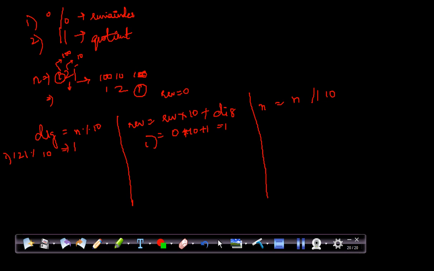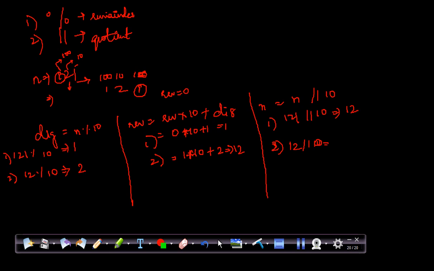So 0 into 10 plus the digit 1. Let us take it as the first step, and here the number 121 floor operated by 10 is equal to 12. Now again the number has changed to 12. So 12 mod 10 is equal to 2, and here the reverse of the number is 1 into 10 plus the digit 2, which is equal to 12, and the number 12 floor operated by 10 is equal to 1. This is the second step.